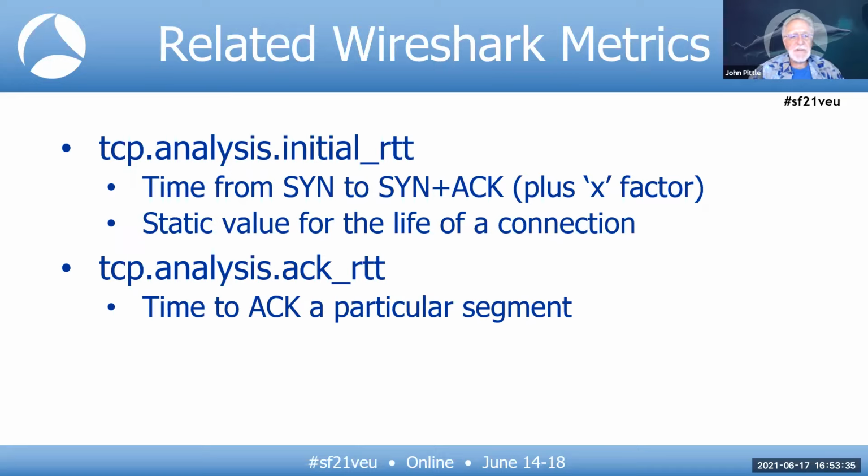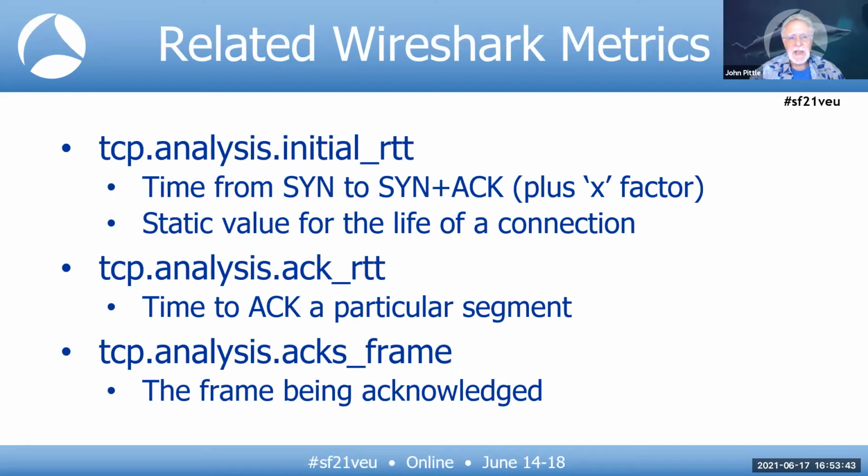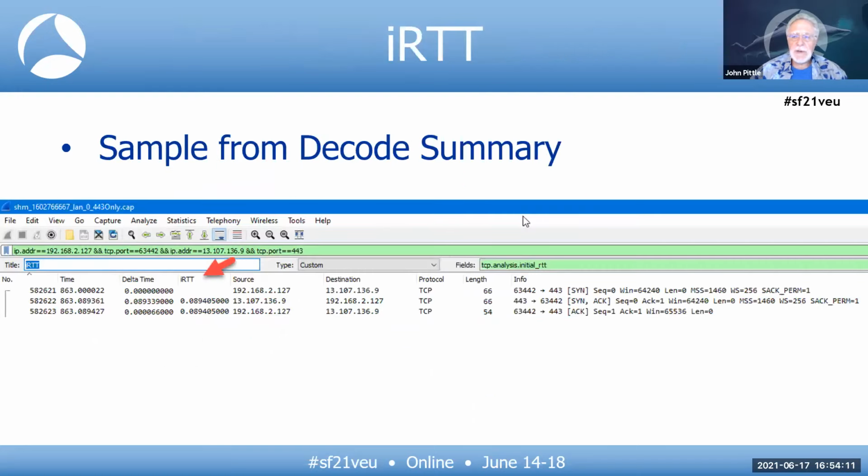The next one is ACK round trip time. So how long does it take to ACK a particular TCP segment? And then the third one is ACKs_frame. What is the particular frame that's being acknowledged? So we'll get some sense of how long it took to set up the connection, initial RTT, and then throughout the life of the connection, what can we learn about changes in round trip time using time to ACK and ACK for frame.